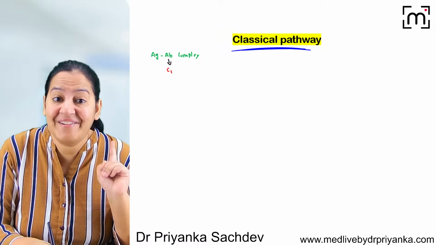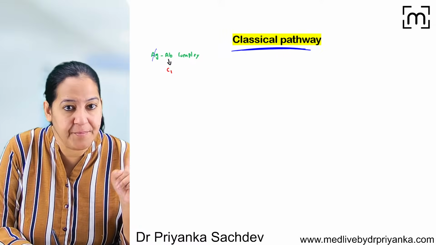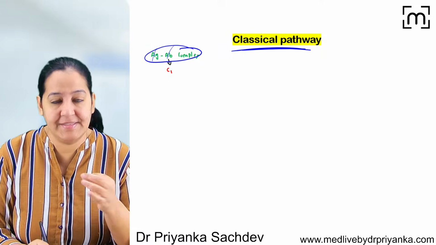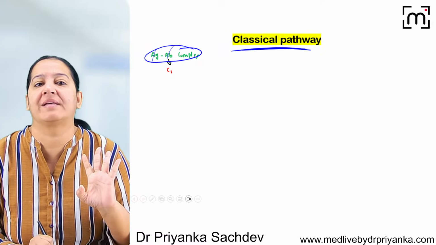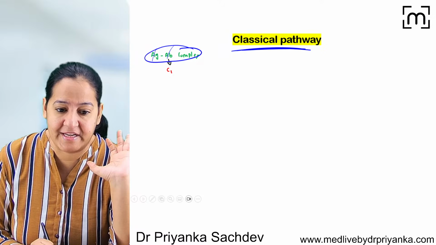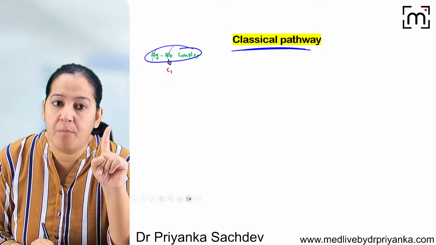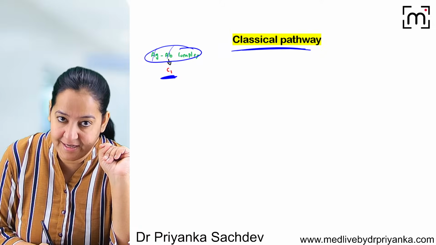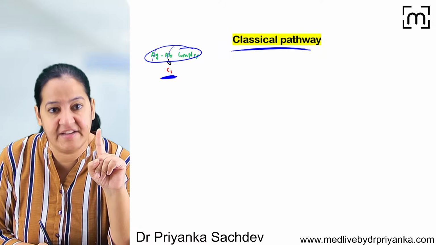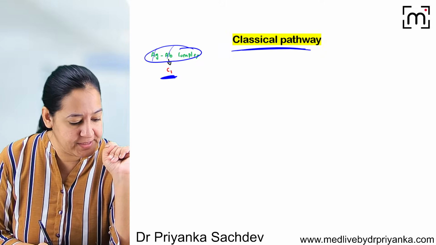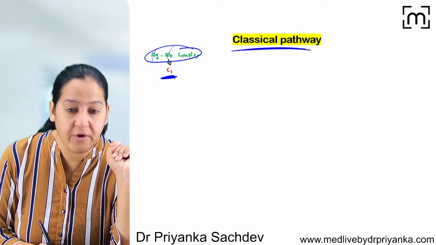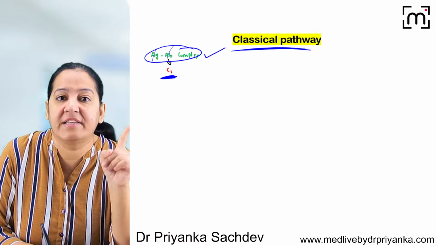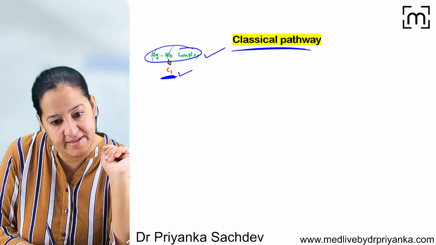In the classical pathway, the trigger is not antigen, not antibody, it's antigen-antibody complex. I told you previously also. Just suppose in my blood, any antigen-antibody complex is present. The classical pathway will get activated. In classical pathway, the first complement which gets activated is C1. How many of you got it? Okay, so please learn, in classical pathway, the trigger is antigen-antibody complex and the first complement which gets activated is C1.